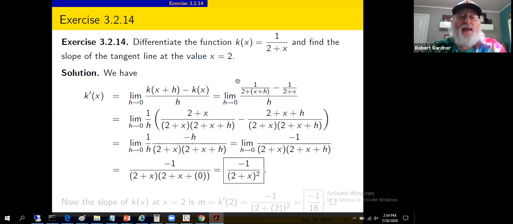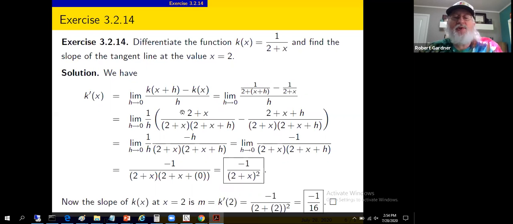They wanted the derivative, and they want to know the slope of a tangent line at x equals 2. Well, a slope of a tangent line is the derivative evaluated at that point. The derivative k prime evaluated at 2. So we plug in 2 for x. We get -1 over 2 plus 2, in parentheses because I substituted in. 4 squared is 16. We get -1 over 16. That tell you anything about the graph of this function at x equals 2? Slope of a tangent line is -1 over 16. It's negative, so the graph of the function is going downhill. It's a decreasing function at x equals 2 because this is negative.